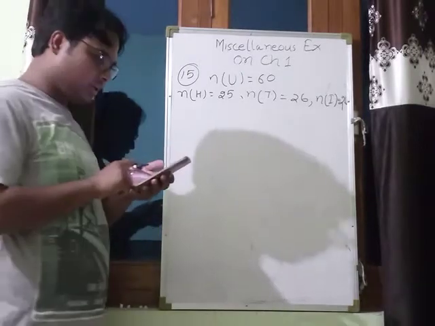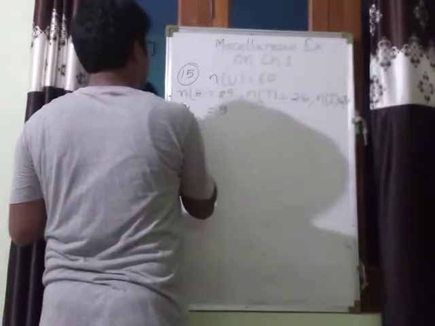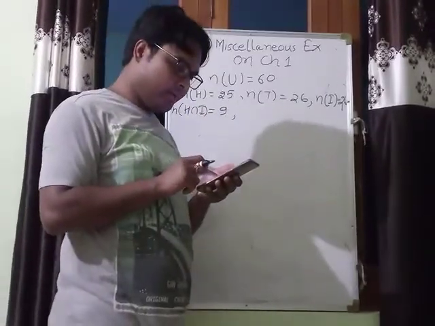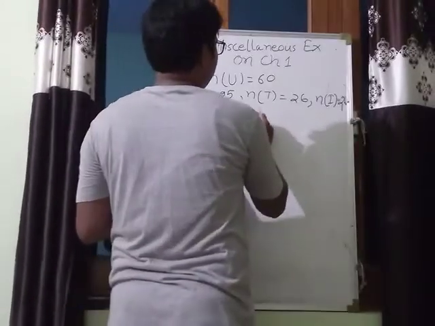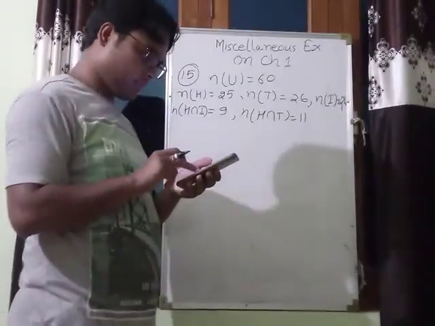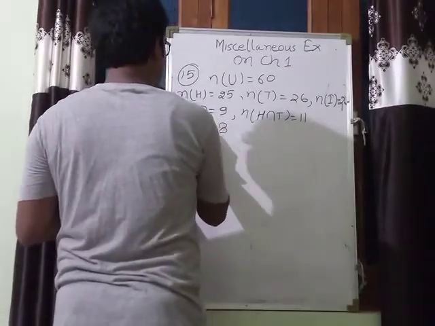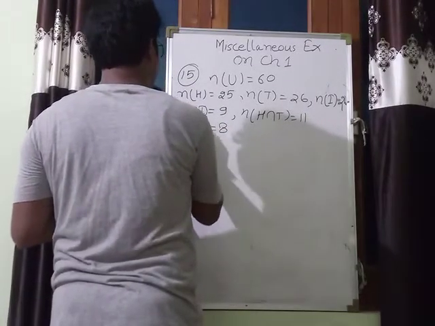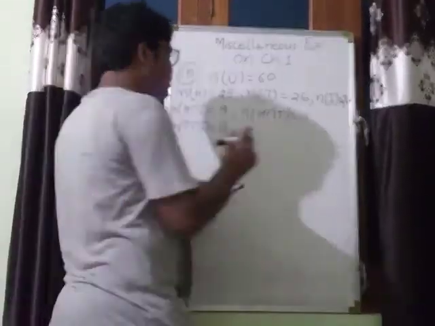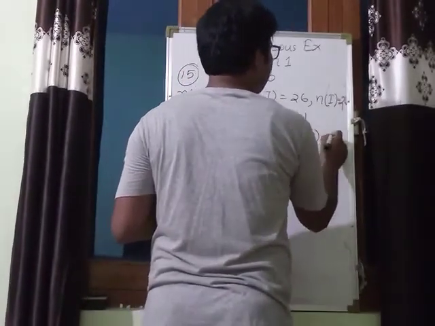9 read both H and I. 11 read both H and T. 8 read both T and I. And 3 read all the 3 newspapers, H intersection T intersection I. Read all the 3 newspapers.